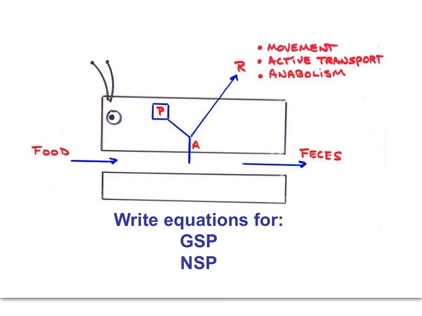Using this diagram, could you write equations for GSP and NSP? Now, GSP is food eaten minus feces. GSP is this flow. GSP is A for assimilation. Now, NSP is GSP after respiratory losses have been subtracted out. All organisms respire to provide energy for movement or active transport of materials across cell membranes or building molecules. So NSP can be seen here as A minus R. Keep in mind all productivity units would be measured as rates.